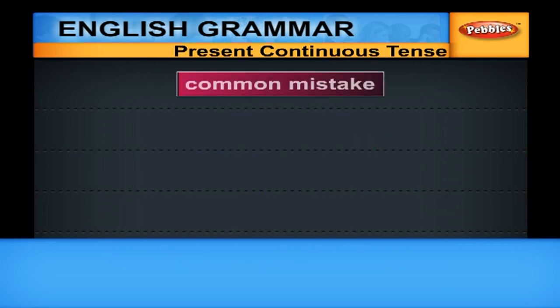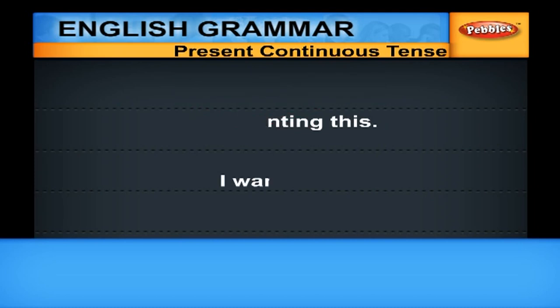Another common mistake that we always hear is using verbs in continuous which we should not use. We often hear people saying, I am wanting this. Wanting should not be used. You should say only, I want this. Some verbs do not exist in VING form or present participle form.